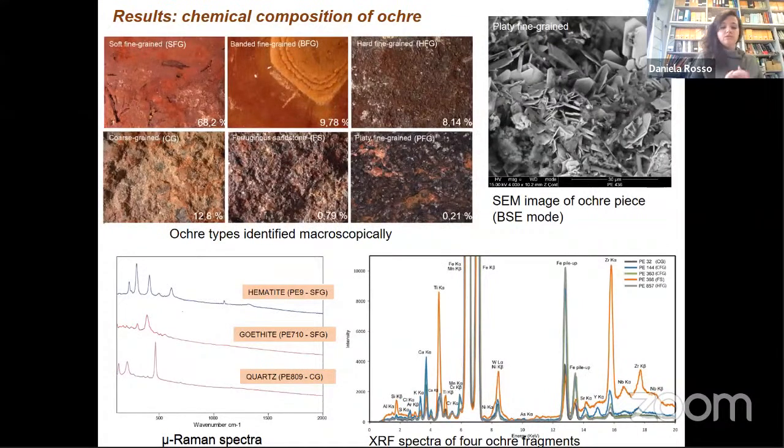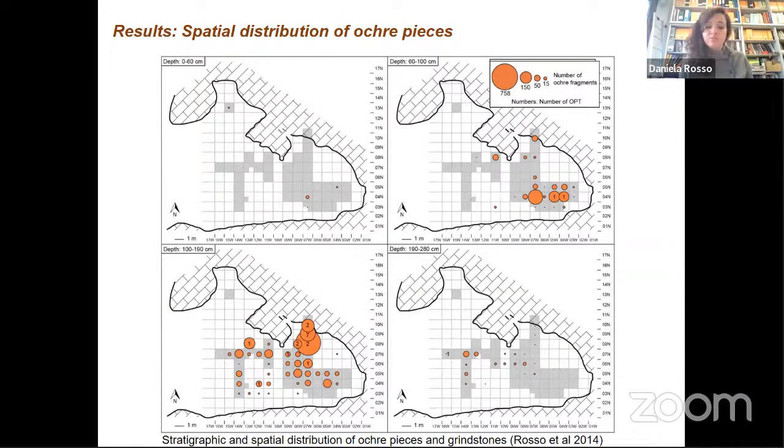Now I will briefly present some of our results concerning the composition of ochre. Ochre pieces at Porc-Epic Cave feature different colors and textures, as you can see in the photo. We identified macroscopically 6 types of raw material, and our analysis suggests the presence of hematite, goethite, maghemite, as well as quartz, micas, clays, feldspars, and carbonates. Ochre pieces are present throughout the sequence. Horizontally, we identified accumulation areas of ochre pieces and ochre processing tools that were interpreted as areas devoted to ochre processing.